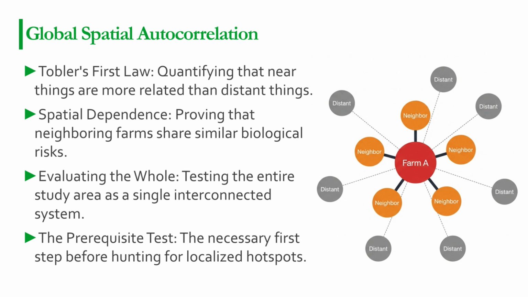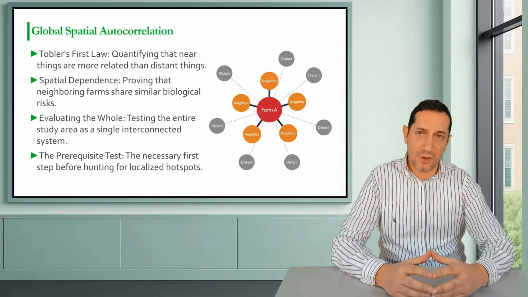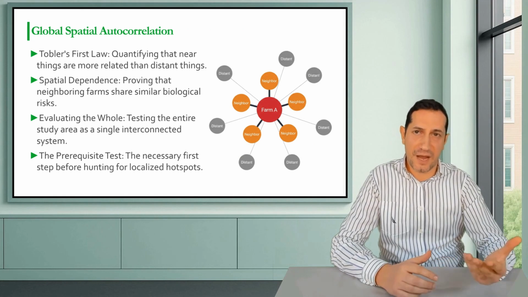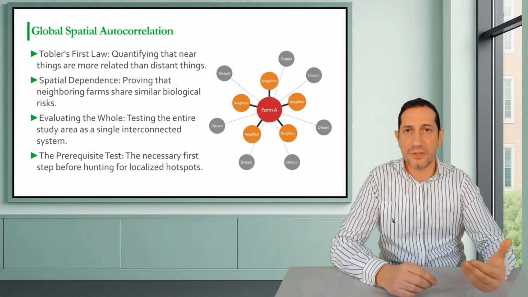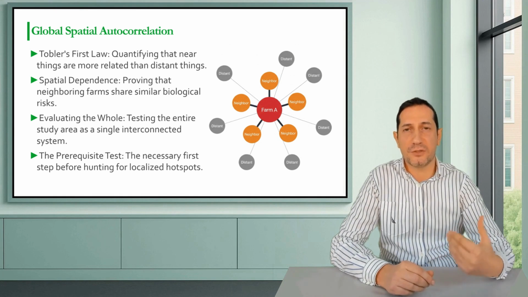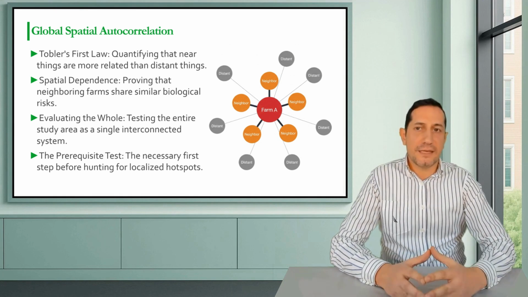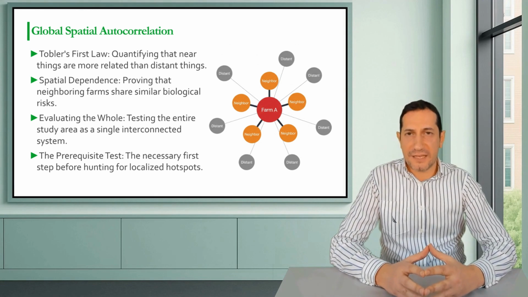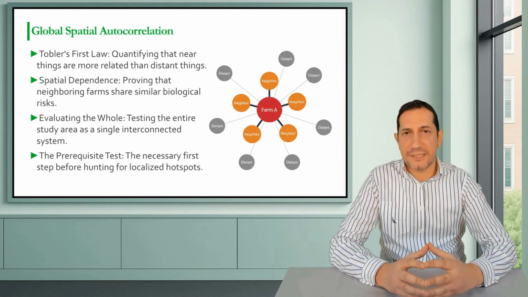A global spatial autocorrelation test looks at the entire study area at once. It asks, across this region, do farms with high disease rates tend to be located near other farms with high disease rates? This is a key first step. If a global test suggests the pattern is random, there is no strong scientific reason to run advanced hotspot detection methods. We first need evidence that clustering exists at the landscape level.